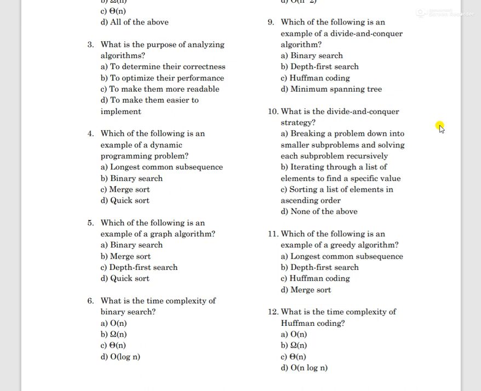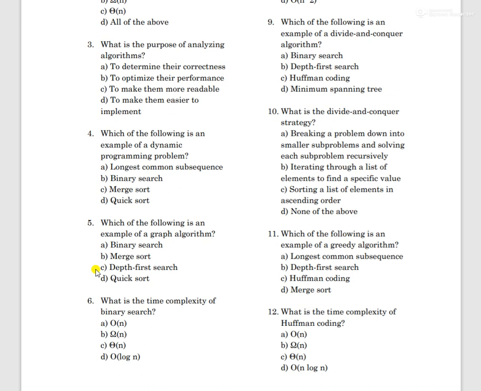Question number fifth. Which of the following is an example of a graph algorithm? Here the correct option can be option number C, depth first search. In this depth first search algorithm, we traversed through a tree by traversing throughout the layers of a tree and reading all its left and right child and then going to their child. That means first we will read the parent node, we will clear one complete level, and then we will move on to the next level.